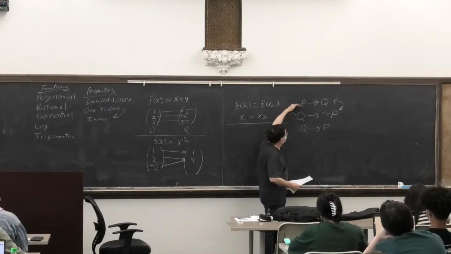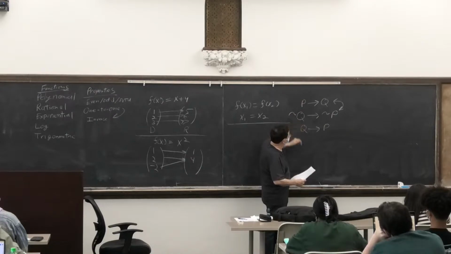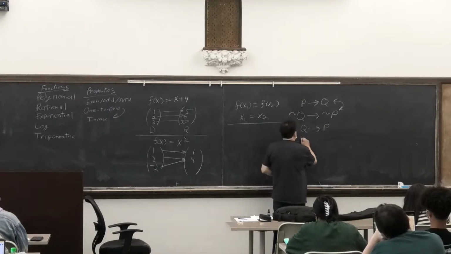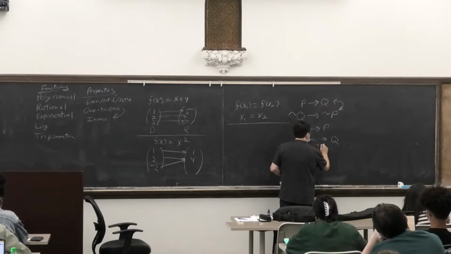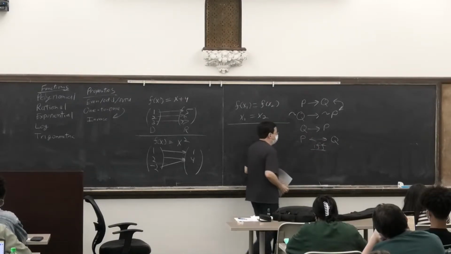And if you have both a proposition and its converse true, we often will say P. We might write it like this, or instead of saying if P then Q, we might say P if and only if Q. And we'll write it that way.